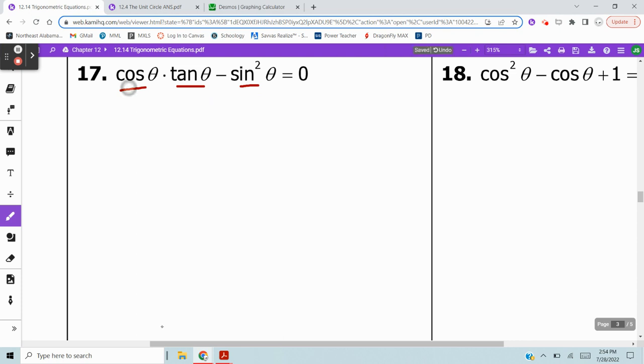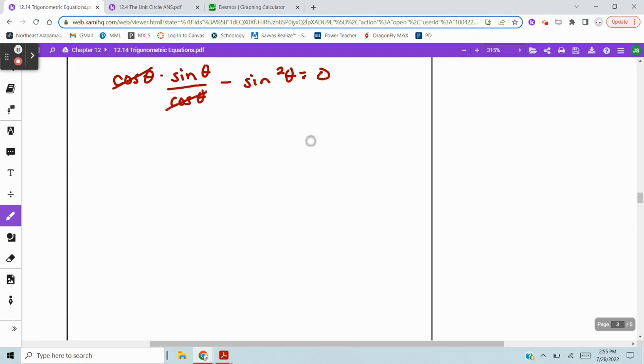However, I do know that anytime I have tangents, I can switch that to sine over cosine. So I have now the cosine times sine over cosine, and that's actually going to get rid of a couple of my different functions by canceling that out. So I now have the sine of theta minus sine squared theta is equal to 0. Now I have all sine stuff.